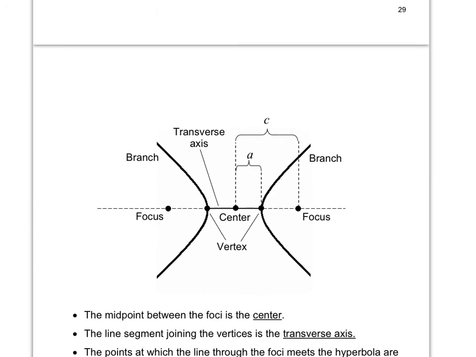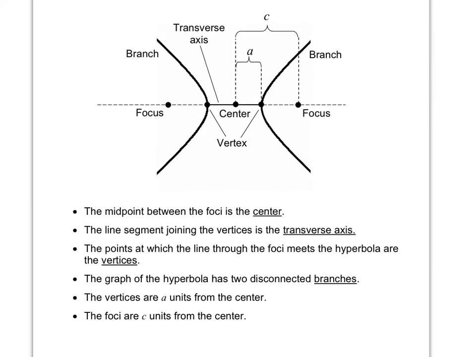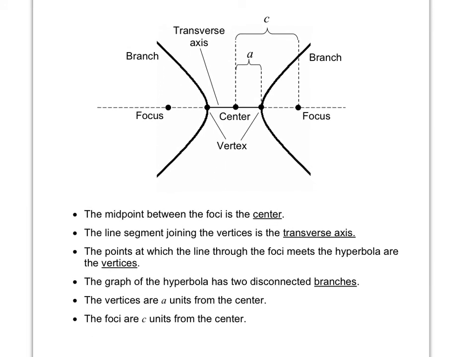And let's look at the parts of the hyperbola. We have what's called the transverse axis. Trans means across, so it's the axis that goes across. Right in the middle, we still have a center. We still have two foci, and they are inside each of the two branches.